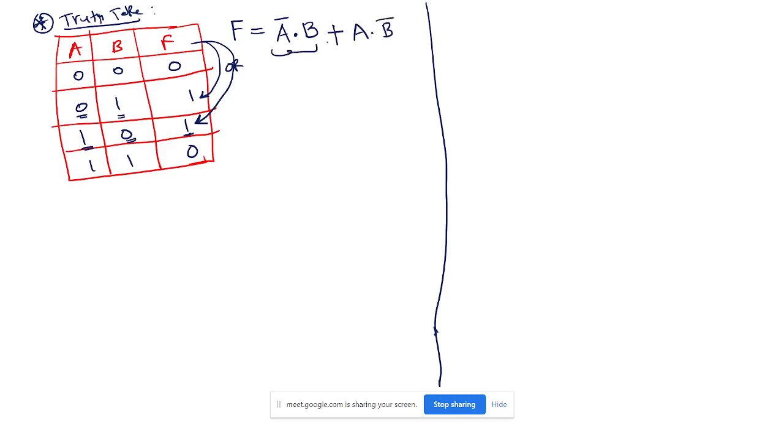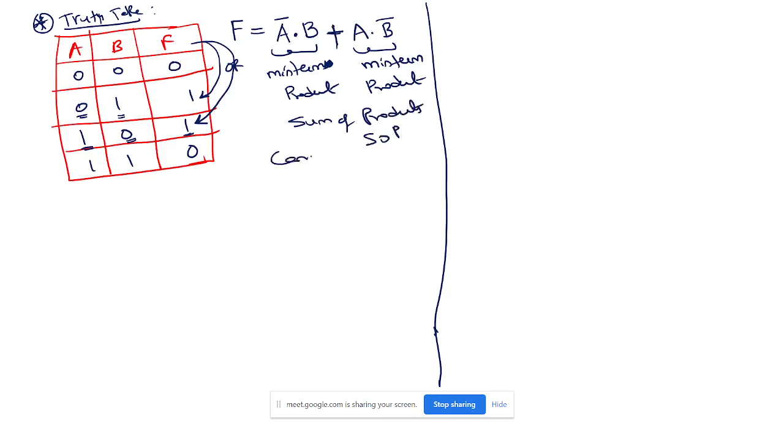Okay. Looks like these are called min terms. This is a min term, this is a product, correct? This is a product, this is also a product. What is this? Looks like a sum, right? So sum of products, that's it. This is also called SOP or canonical SOP form, meaning this form should have all the input variables.